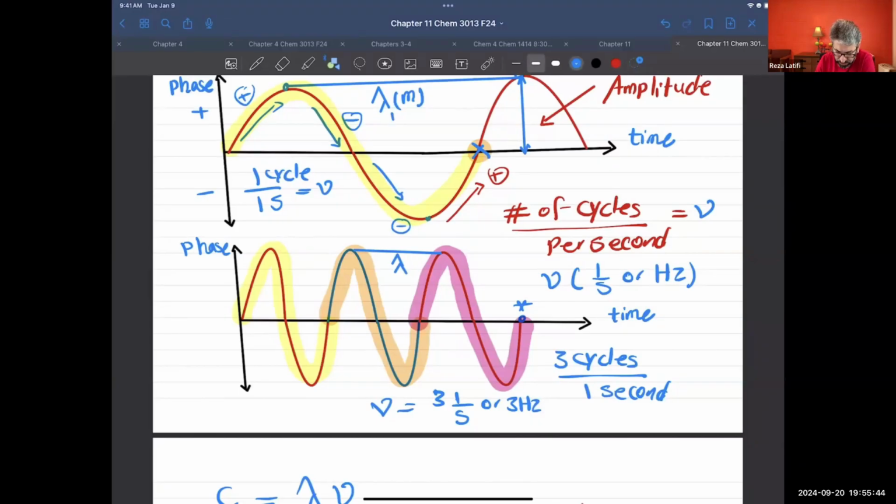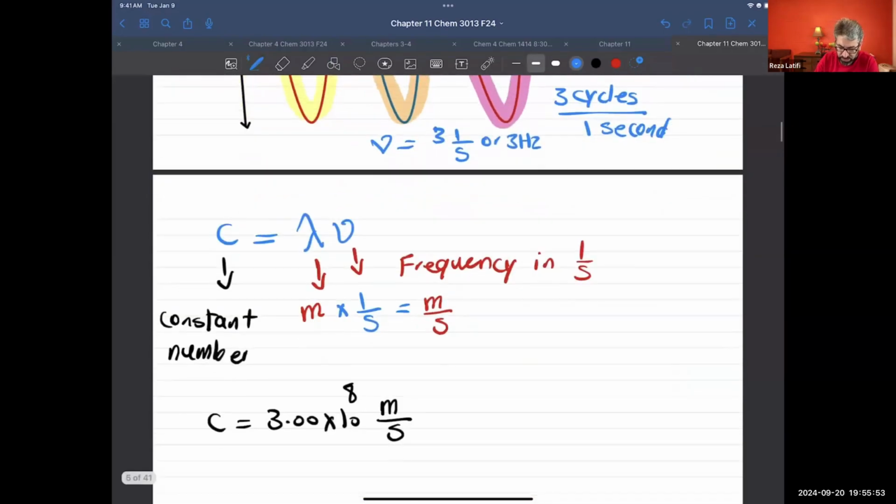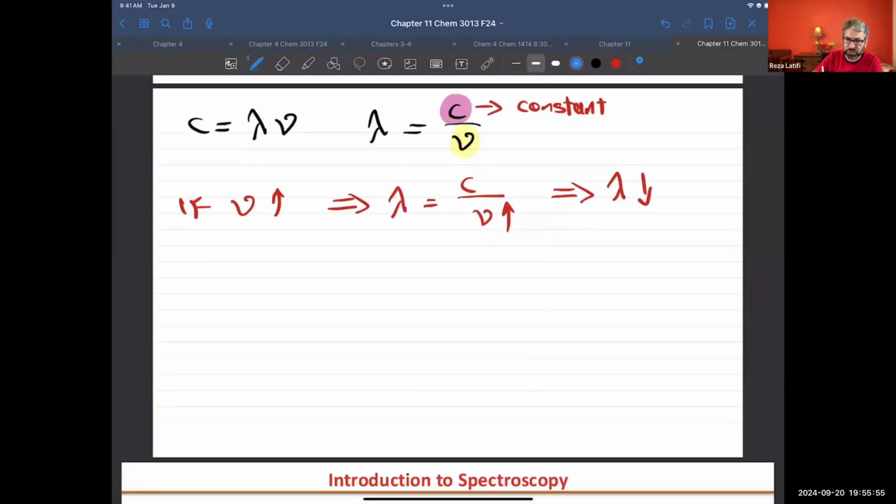If I call this one 1, and I call this one 2, the wavelength for the second wave is smaller. Why smaller? Because we increased the frequency. So as the frequency goes up, wavelength is going to go down.